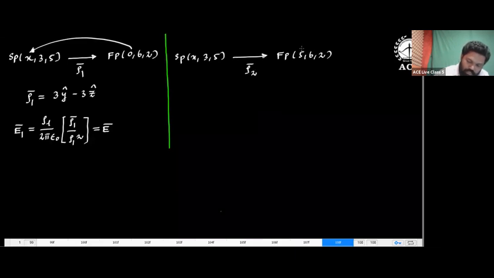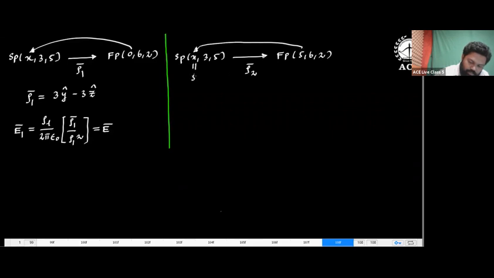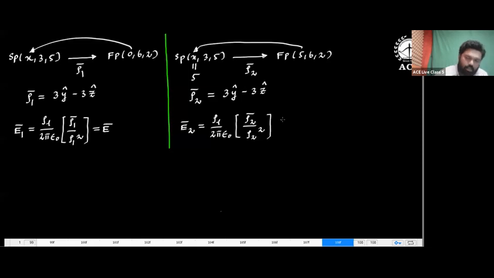To get a perpendicular distance, rho 2 vector, I should maintain the same x value. So what happens to the rho 2 vector here? Rho 2 vector is x, 5 minus 5 is 0, 6 minus 3 is 3 y cap, 2 minus 5 is minus 3 z cap. So what is E2? E2 is equal to rho L by 2 pi epsilon naught, rho 2 vector by rho 2 vector magnitude square. Here rho 1 is equal to rho 2. That means E2 is equal to E1, which is equal to E.